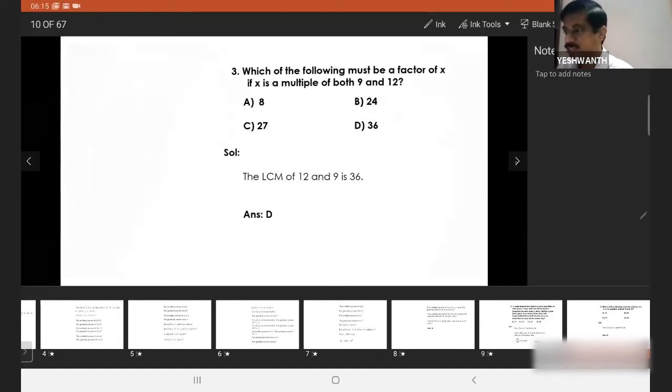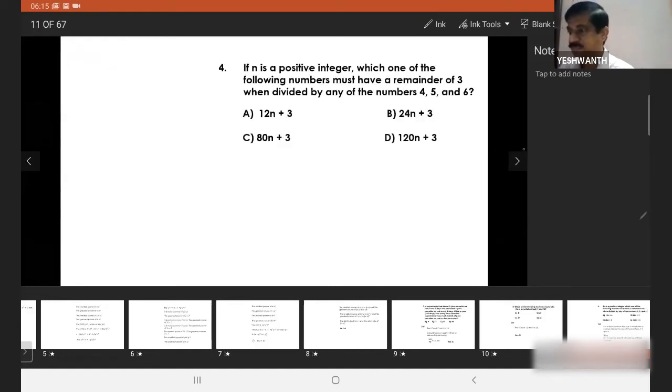Okay, children, so let us go to the next question. If n is a positive integer, which one of the following numbers must have a remainder of 3 when divided by any of the numbers 4, 5, and 6? So LCM of 4, 5, and 6 is what? 15 to 30, 30 to 60.